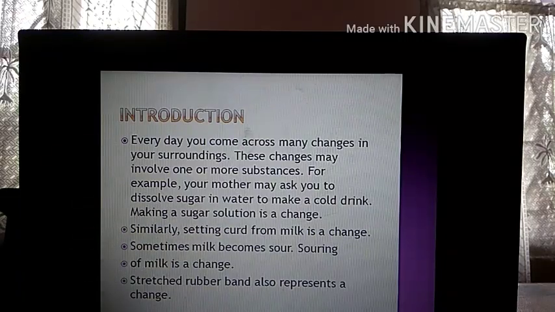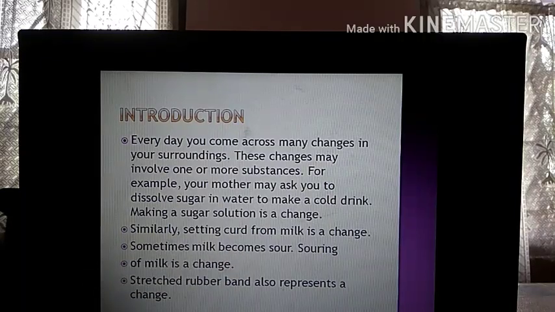Similarly, setting curd from milk also is a change. When you make curd from milk, can you get the original milk again? No, you cannot. So that is a change. Sometimes milk becomes sour. Souring of milk also is a change. Sometimes when you leave milk in the open, you don't keep it in the fridge, it becomes sour. Can you get back the original taste again? No. So it is a change.